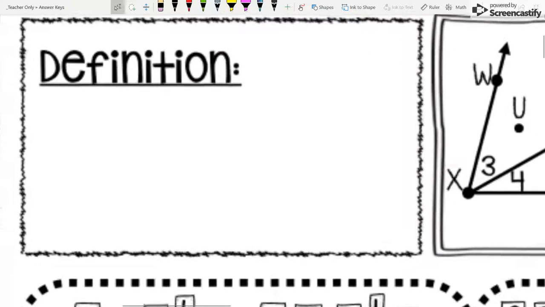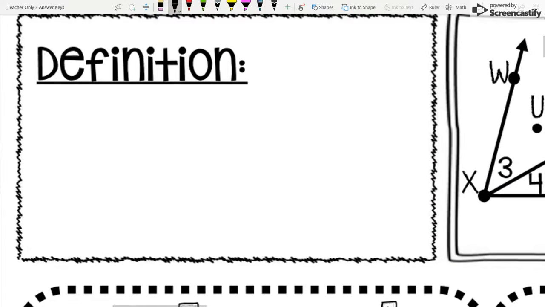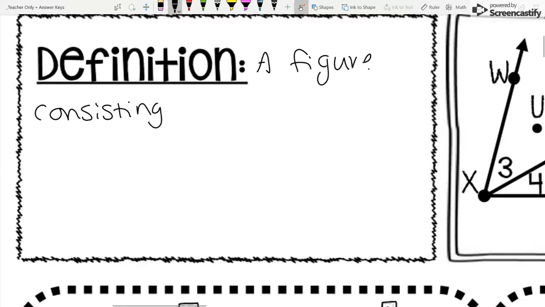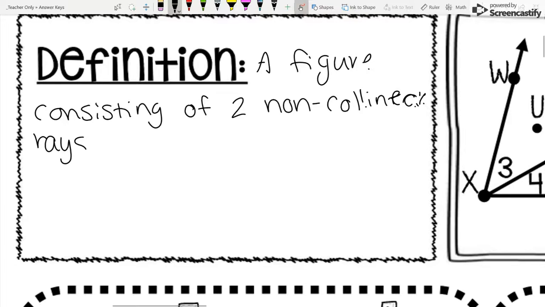First, we're going to talk about the definition of an angle, which is a figure consisting of two non-collinear rays. Again, remember that means not on the same line, with a common endpoint.